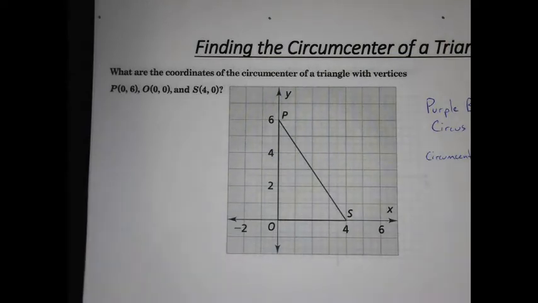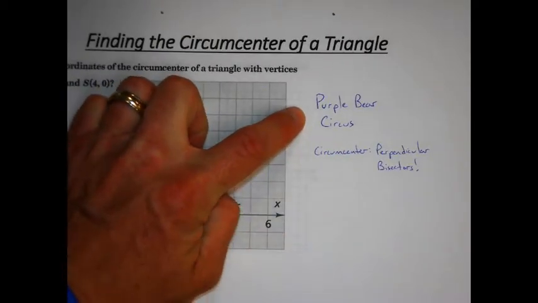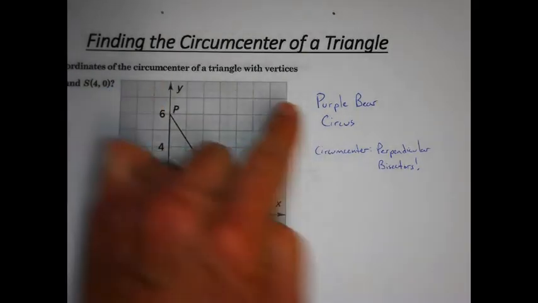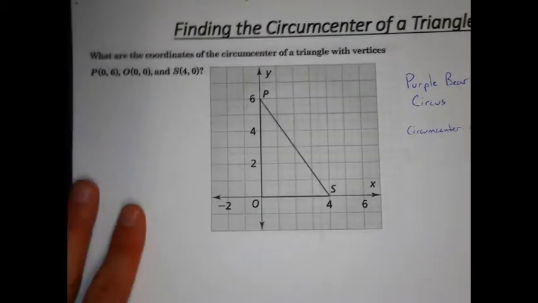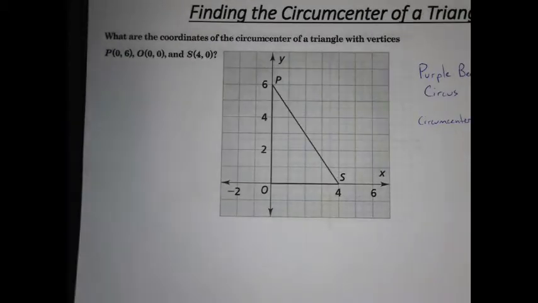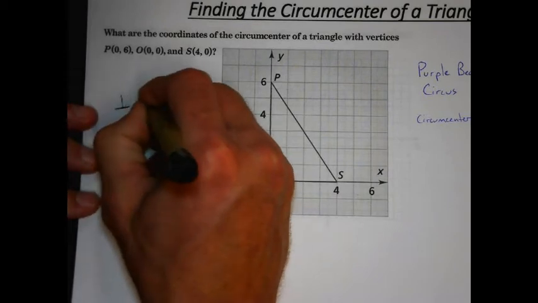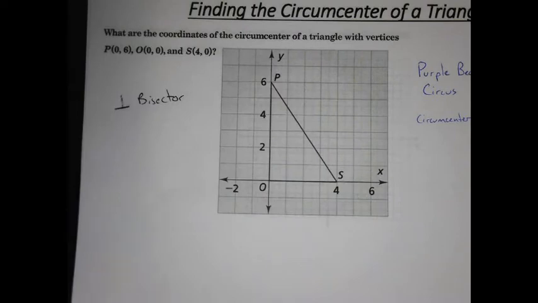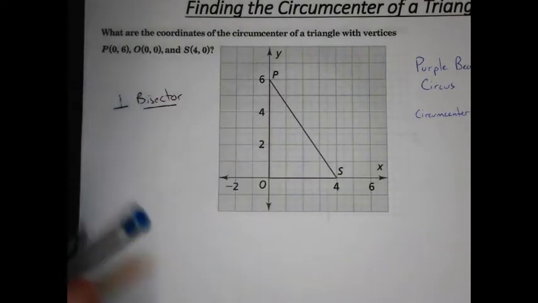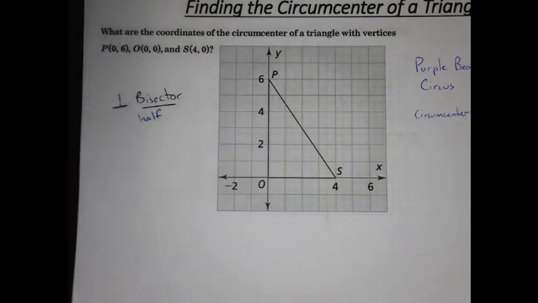And so again, how am I going to find the circumcenter? How do I remember? Well, remember Purple Bear Circus, right, from this book. So we have the circumcenter. We're talking about perpendicular bisectors. So now we look at this diagram, and we're thinking, whoa, how am I going to find the perpendicular bisectors from this picture, from this diagram? Well, we have to remember what a perpendicular bisector is. Well, we remember what bisect means. Cut in half, right? Bisector means half, and then the perpendicular means, well, perpendicular to it.